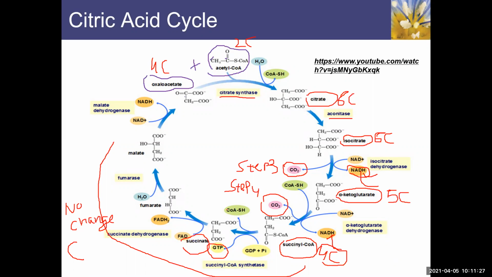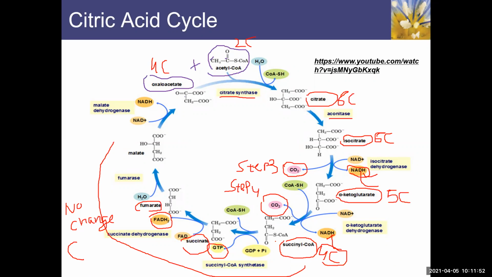You can also remember that it's step number 5. Absolutely, remember the steps as well. Now, after that, I have succinate. This succinate will be converted into fumarate, and this is the place where FADH2 is released. So we can remember that FADH2 is released when succinate is converted into fumarate.